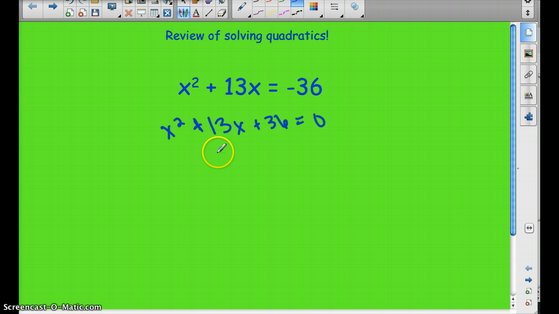So what you want is two numbers that multiply to get 36, and when you add them together you get 13. And I use this method. I call it my Argyle method because it looks like an Argyle sweater. So what two values, when you multiply them, you get 36, and they add up to 13.